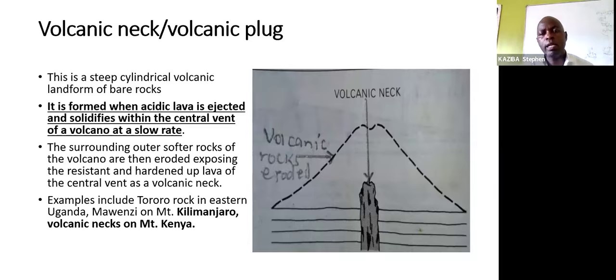Then the overlying layers are removed by the denudation forces, erosion, weathering. Now that hardened part which solidified within the vent is exposed as a volcanic neck. Then you give examples, Mawenzi on Mount Kilimanjaro, Toro Rock. Then you illustrate, make sure you illustrate.